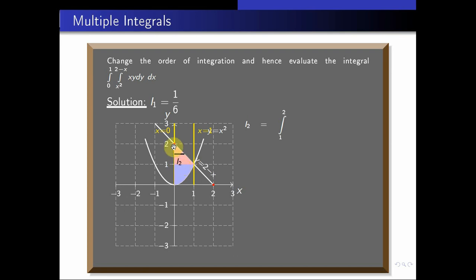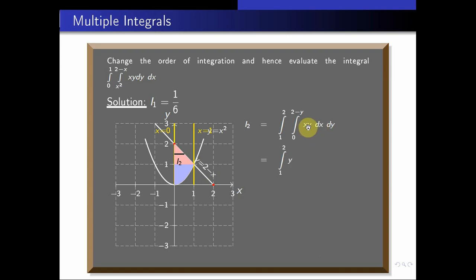So it is integral 1 to 2, and the lower limit of the step is 0 and the upper limit lies on this line. Here x is equal to 2 minus y. So it is 0 to 2 minus y, xy dx dy. Now integrate this first with respect to x, it is integral 1 to 2. If I am integrating this first with respect to x, treat y as a constant.